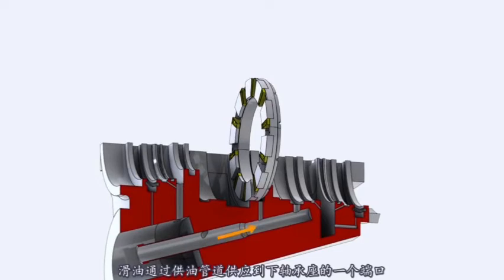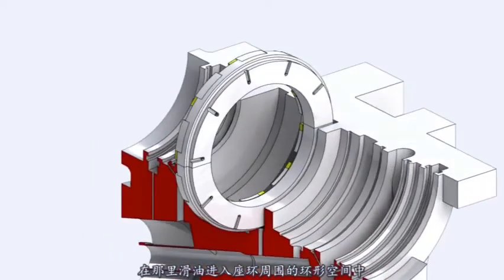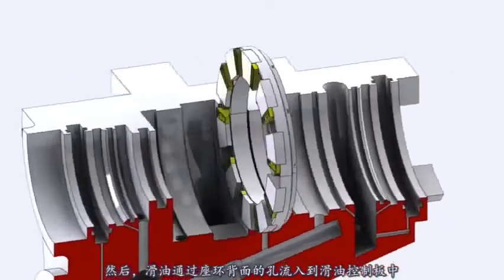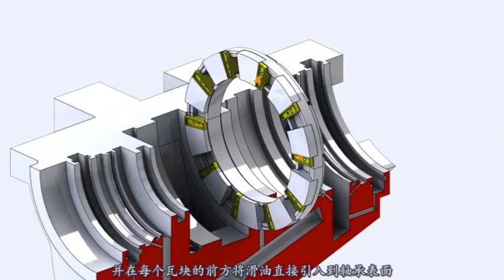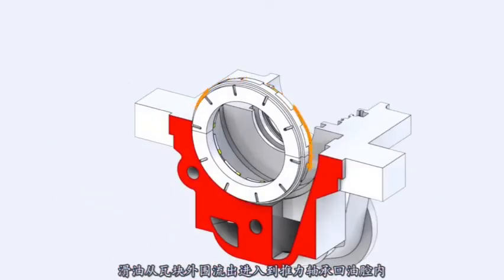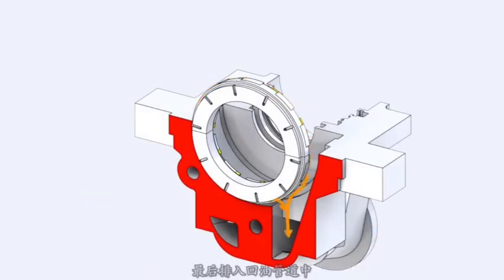For lubrication, oil is supplied through the oil feed pipe to a port in lower bearing housing, where the oil flows into annular space around the base ring. Then, oil flows through holes on the back side of the base ring to the oil control plates, which introduce the oil directly to the bearing surface before each of the pads. Oil exits at the pad's periphery to the thrust bearing drain cavity to the lube oil drain piping.